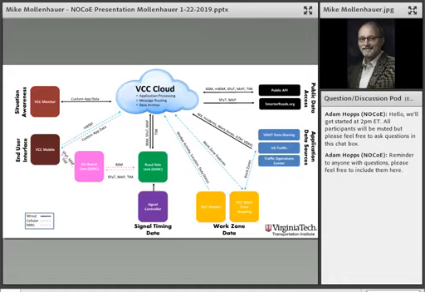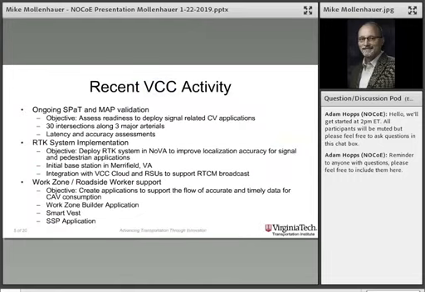Work zones are of particular interest to VDOT, work zone safety in particular. And so we've been developing a variety of different applications to help provide higher quality, higher resolution, and more timely work zone data. And that's largely what I'm going to be talking about throughout the rest of the presentation.